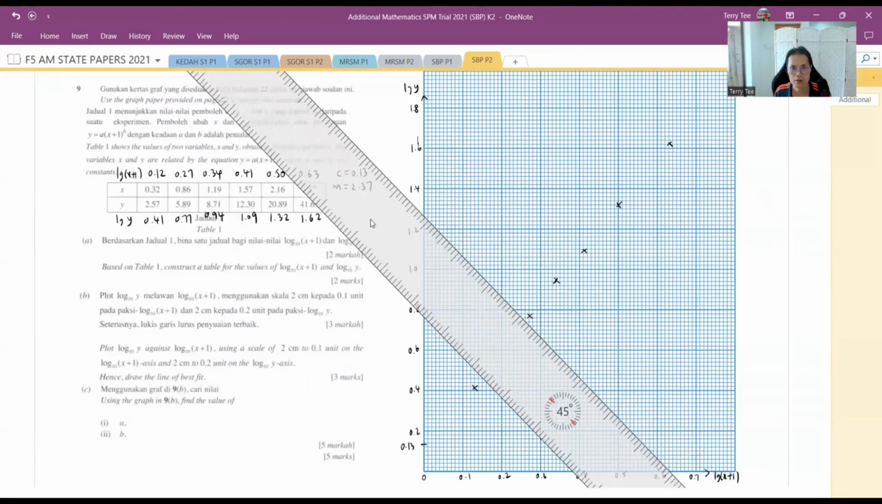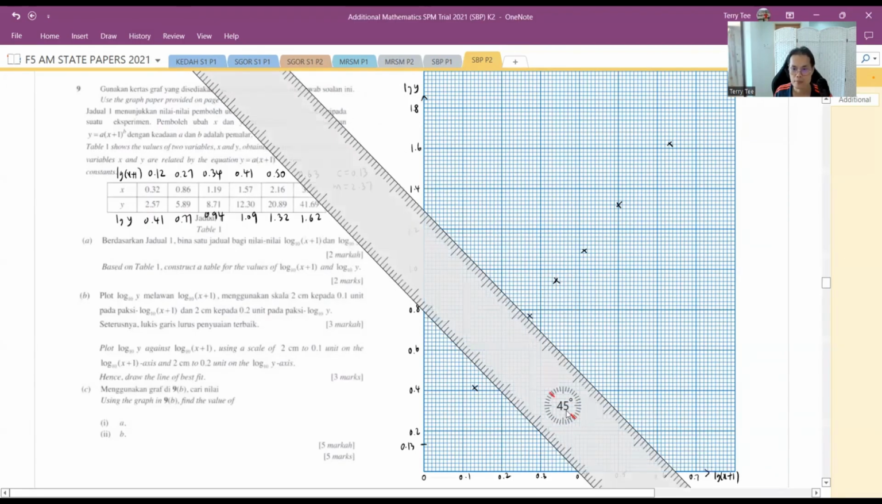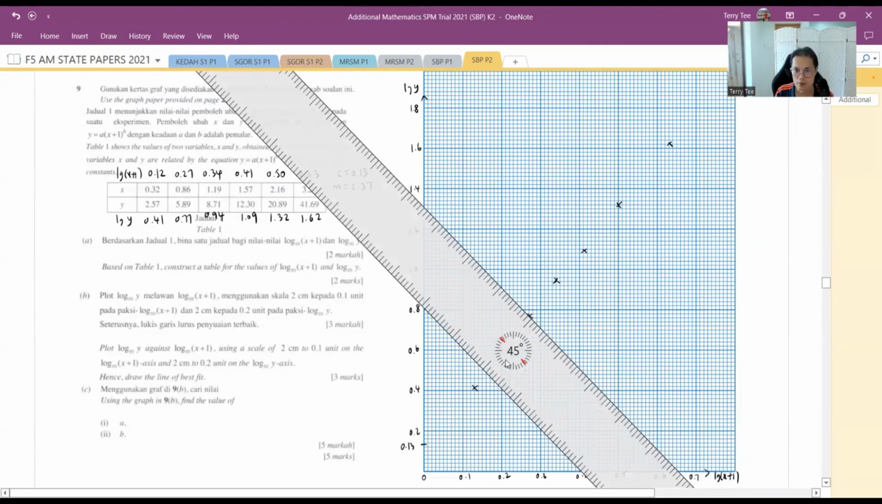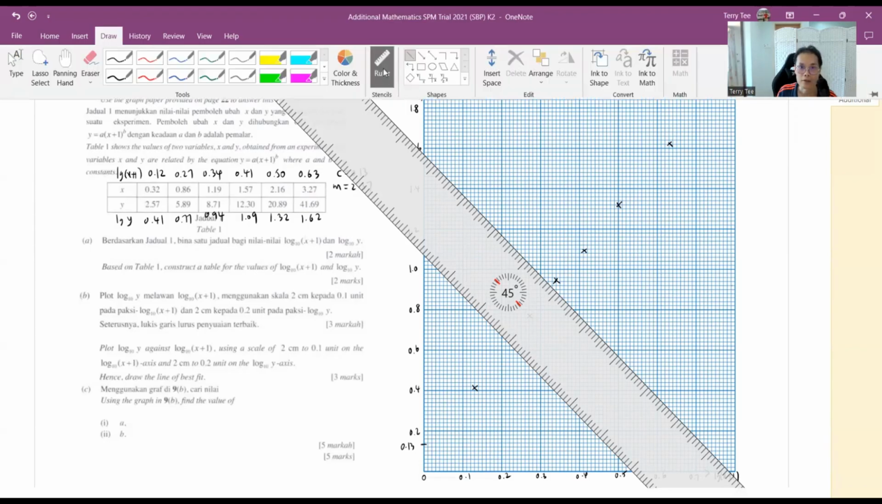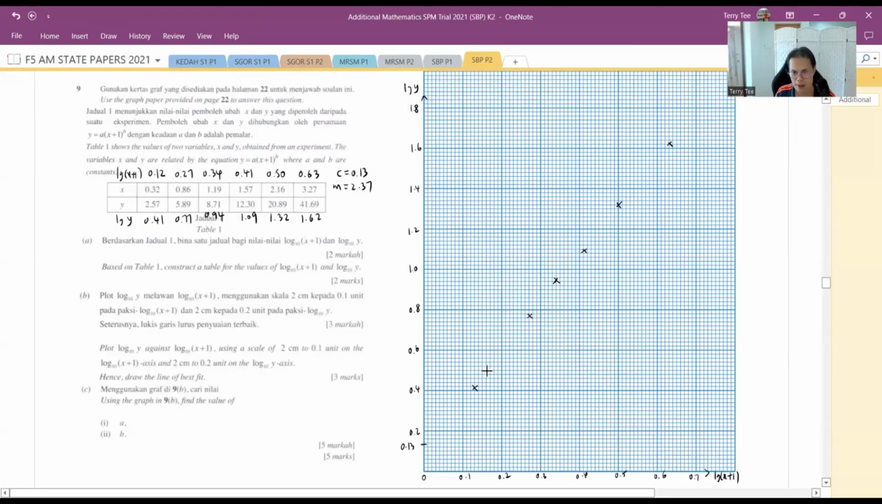The angle. I think it's easier using this. Just ignore the ruler, I don't want the ruler. Just draw a line of best fit. It's very hard to use the ruler as well. All right, so I got a nice point here. It passes through this point.